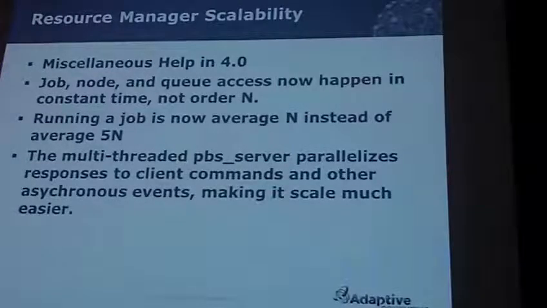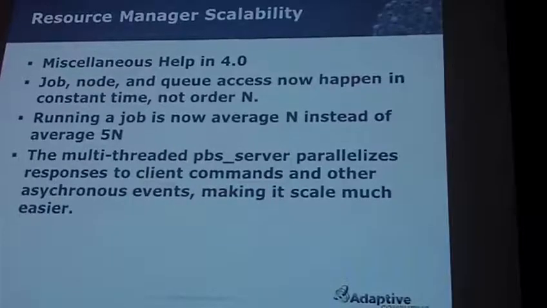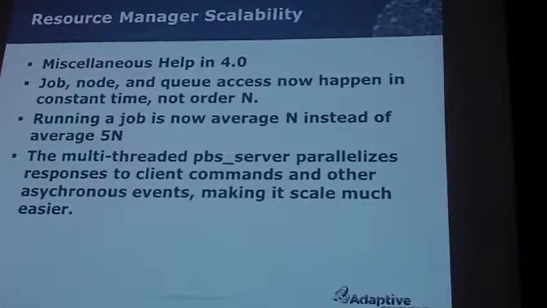In all versions prior to 4.0, if you had 100,000 jobs, you could have done a qstat on one specific job or a queue run, or Moab could be trying to run a job, and it iterates over all the jobs to find that one. So you're looking at order n. And as you get to very large numbers of jobs, if you have 100,000 jobs, this is a painful transaction. So it changed to order 1.